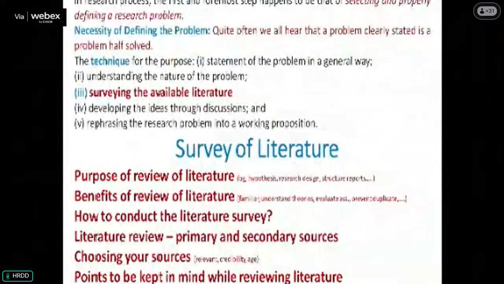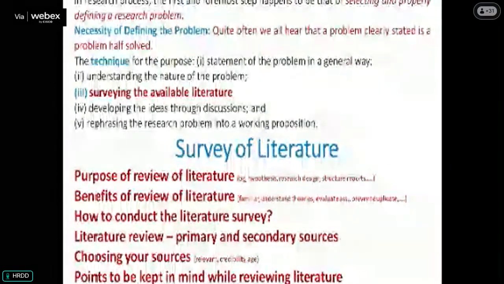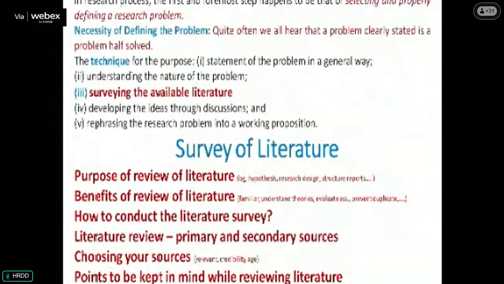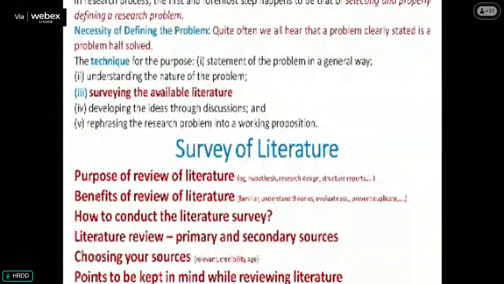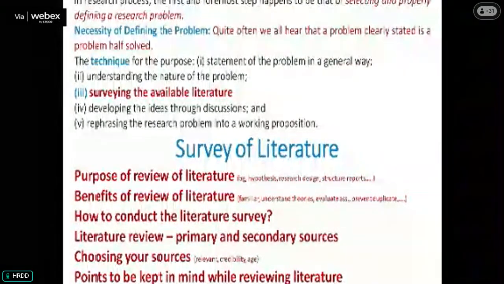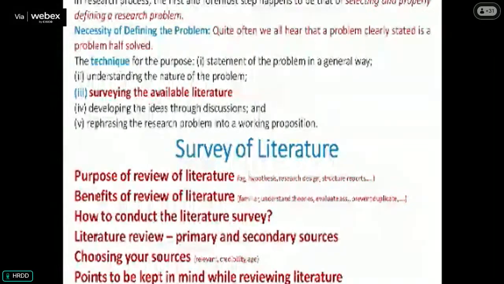So be careful while selecting the problem, and understand that I have to restrict myself. Okay, we understood that we cannot deviate. We have to lie within the scope. So the scope is defined in that. Then we do the survey of literature. The purpose is that we understand the background.